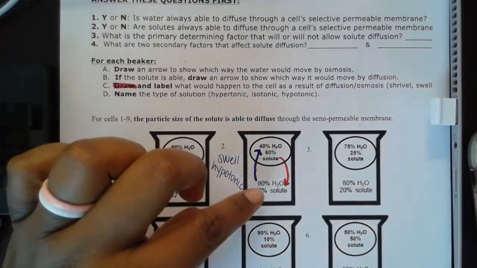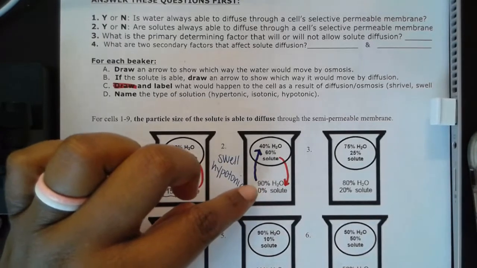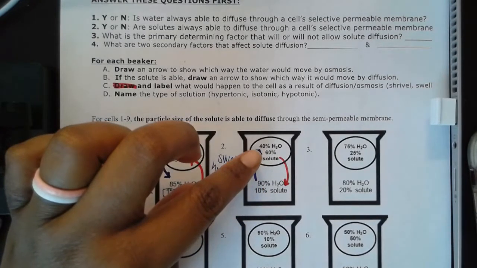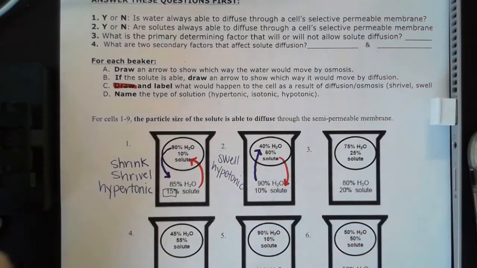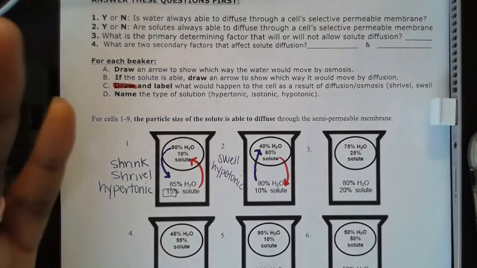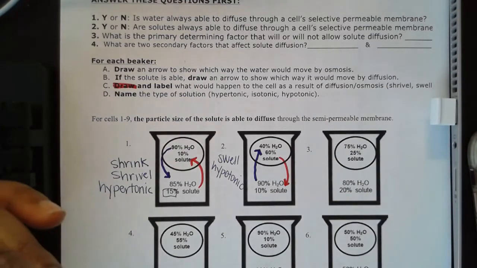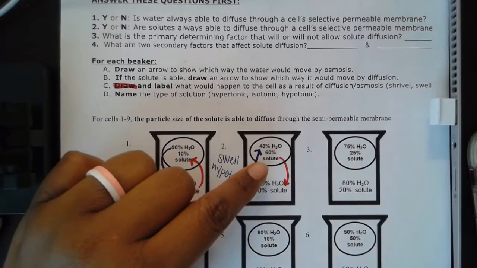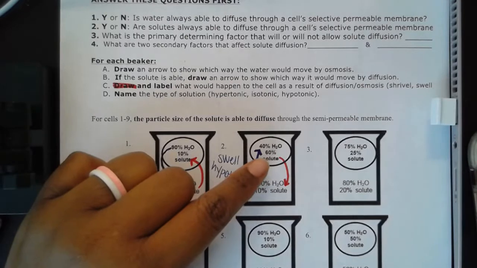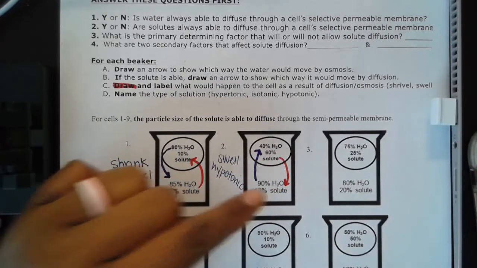My water is going to move from where there's more to where there's less. So the highest concentration to the lowest. So water will go into the cell. My solute is also going to move from where there's a higher concentration to where there's a lower concentration. So my solute is highest in the cell and it's lower in the beaker.